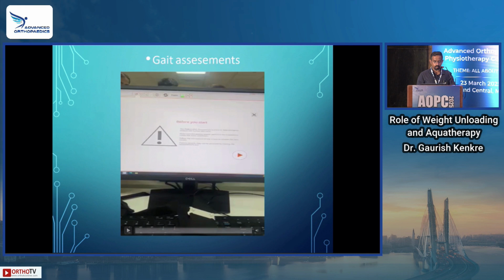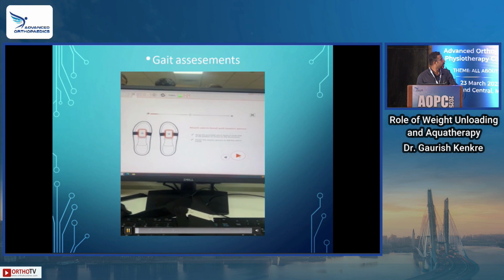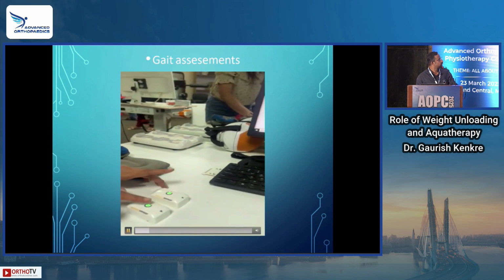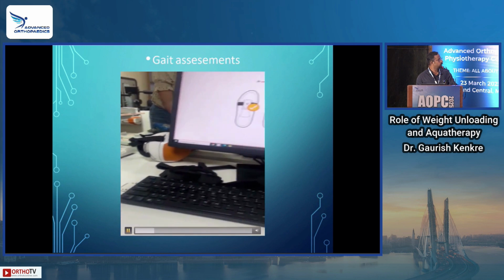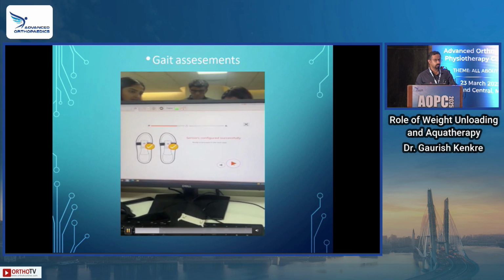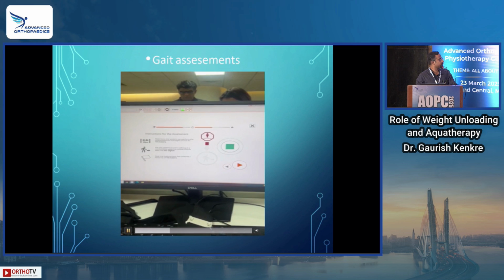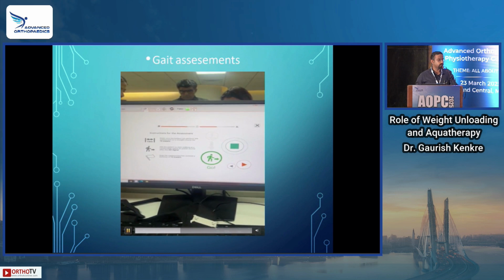This is a small video of the gait assessment that we do. There are two sensors which go on the foot, and it helps us to track. You just have to walk 10 meters. And it helps us to track the vertical displacement of hip, knee, and ankle.